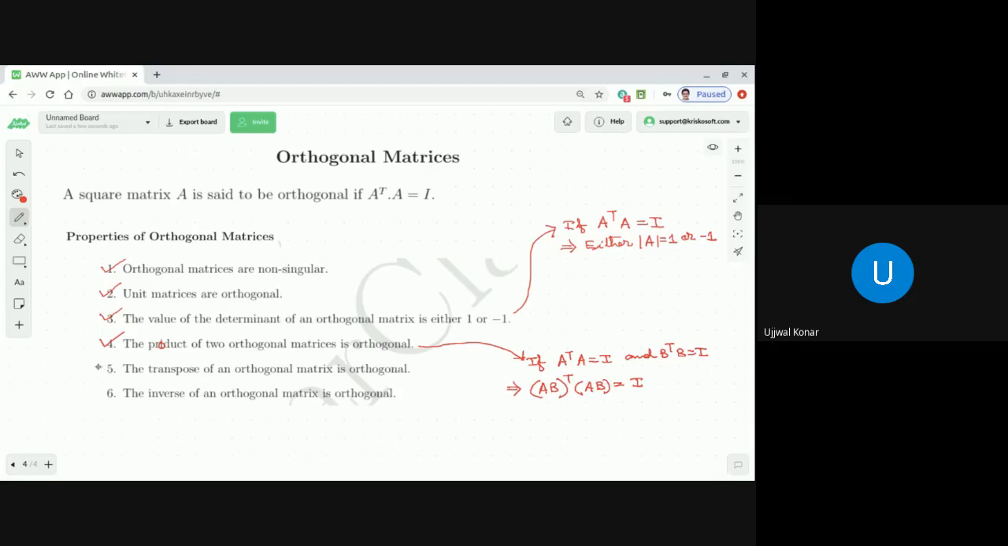The transpose of an orthogonal matrix is orthogonal. That is quite true. Because if A is an orthogonal matrix, then A transpose also has to be orthogonal, because you know the transpose of a transpose is the original matrix. Correct, no? And the sixth one is that the inverse of an orthogonal matrix is orthogonal. So these are the properties of the orthogonal matrices. Later, when we'll solve some relevant problems, we'll discuss more on this.